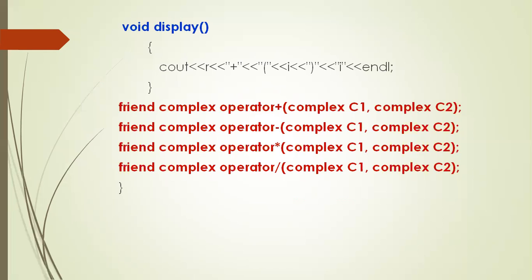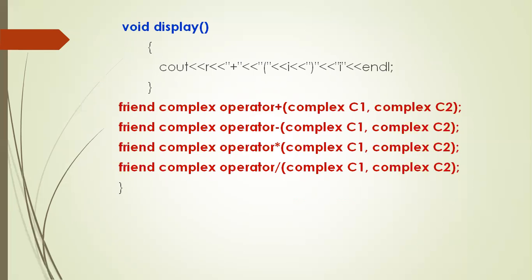Then again shift left, then within the double quote you have the left parenthesis. So display the left parenthesis. Then within that one again shift left the value of I, imaginary value, then shift left again within the double quote, close the right parenthesis, then shift left I1. So it will exactly display it as A plus I within the bracket B.